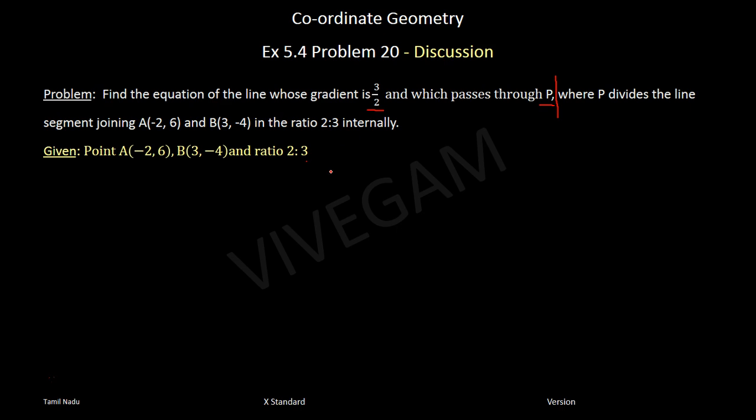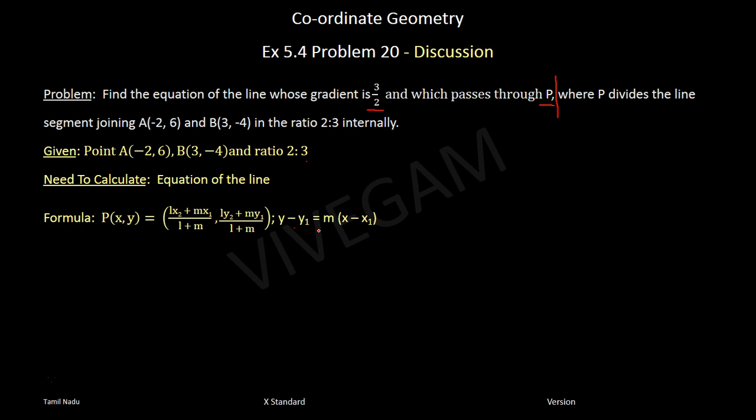Okay. So these are the given information. We are asked to find the equation of the straight line. The formula is y minus y1 equals m into (x minus x1), because slope is given, and if you know x1 and y1, you can find the equation of the required line. But the problem is that they have not given x1 and y1. They have given it indirectly.